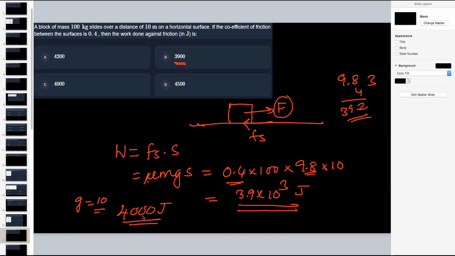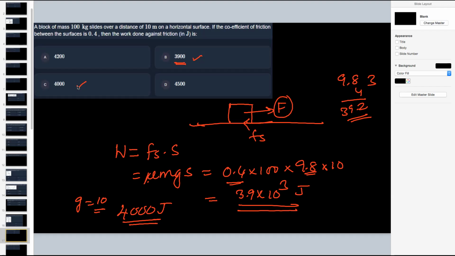Now you may ask a question: either you have to select this or this. If in the problem it is given g equal to 10, it is okay. Sometimes what happens, in the problem it may not be given, but before the question paper, in the instructions, the useful constant values will be given. From that you can take it. Be careful about it. Before taking the exam, you should read the instructions carefully, whether the values of constants are given or not. It is also important.